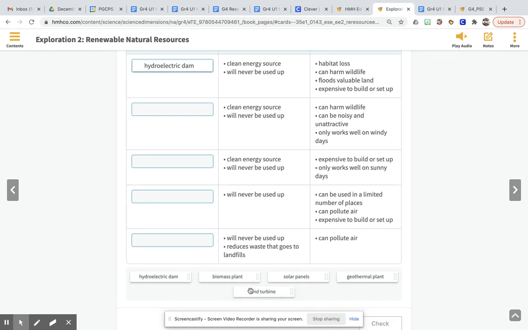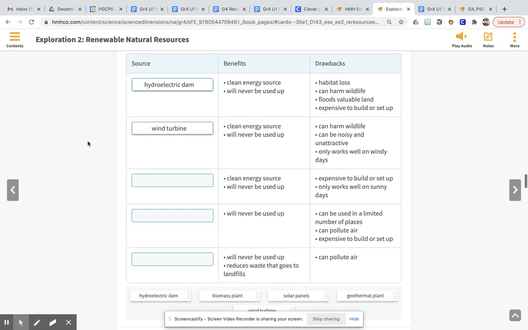And so that, of course, is our wind turbines. The next one says clean energy source will never be used up. The drawbacks: expensive to build or set up, only works on days that are sunny. And so that is our solar panels.